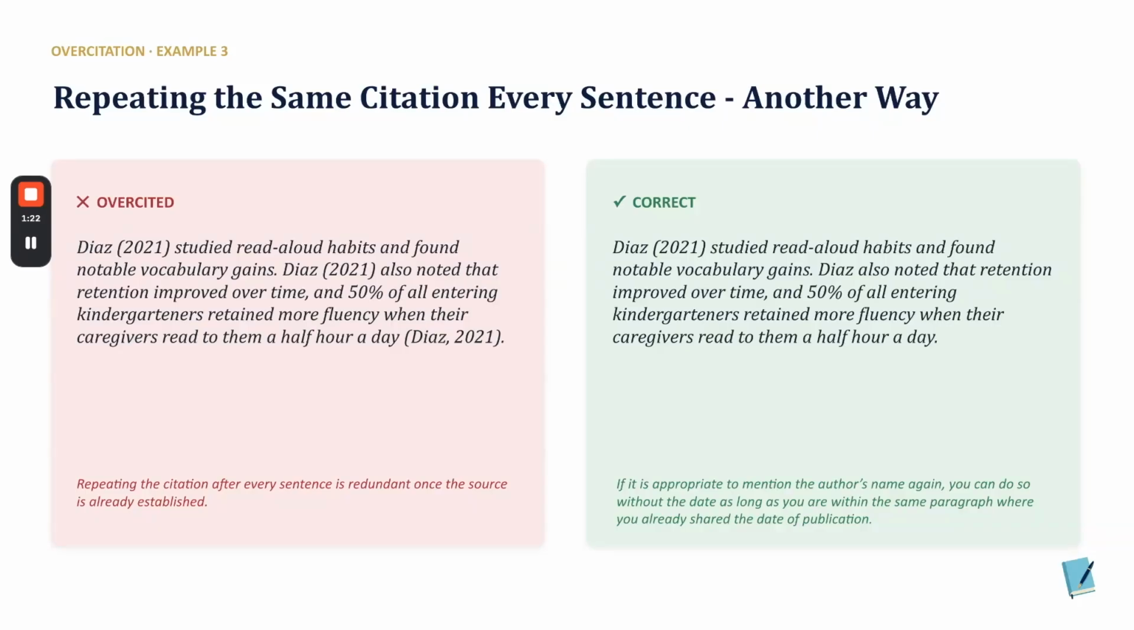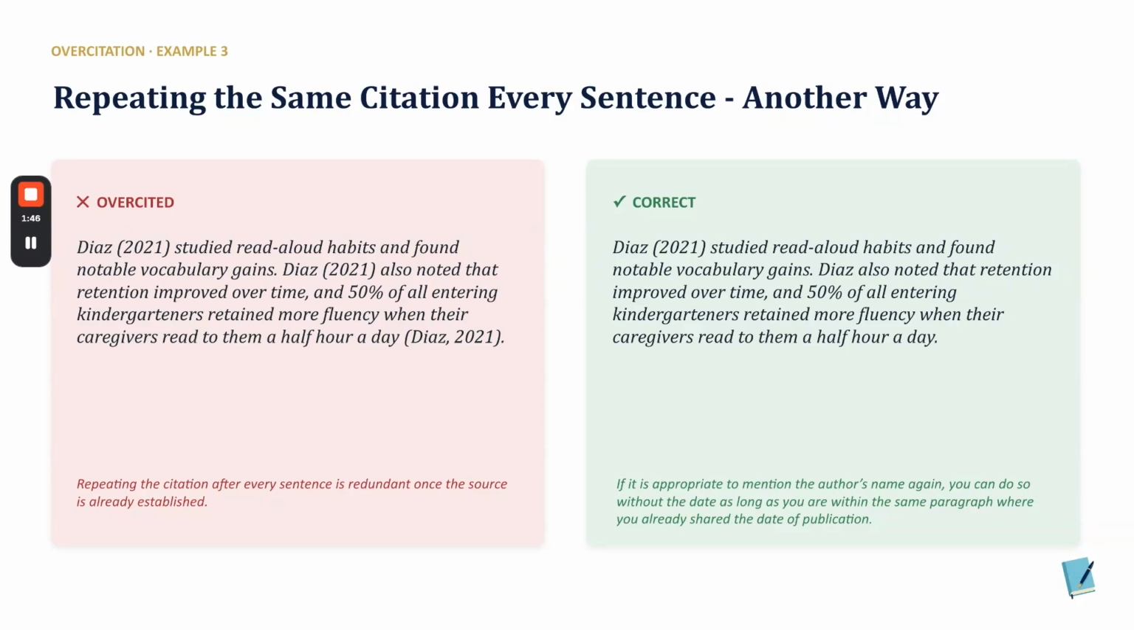But this way, Diaz 2021 studied read-aloud habits and found notable vocabulary gains. Diaz, no year, also noted that retention improved over time, and 50% of all entering kindergartners retained more fluency when their caregivers read to them for half an hour a day. So if it's appropriate to mention the author's name again, you can do it without the date.